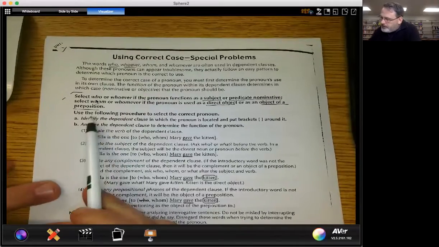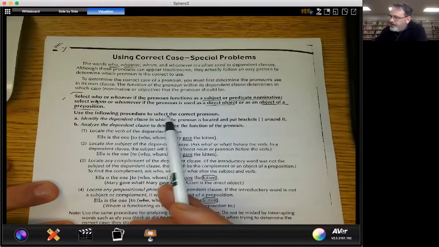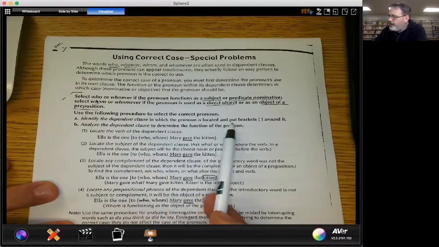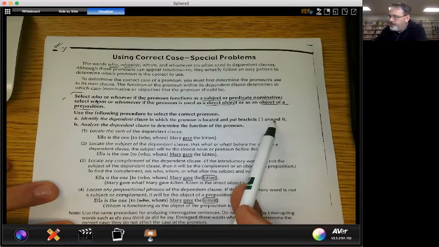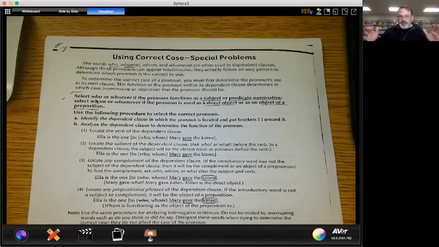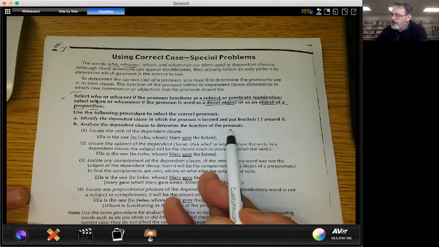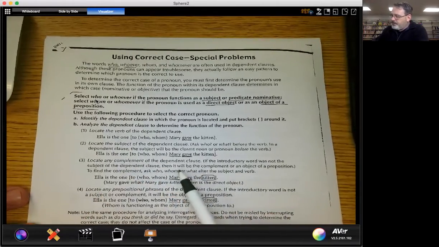All right. Well then let's look at the first examples here. Use the following procedure to select the correct pronoun. Identify the dependent clause in which the pronoun is located and put brackets around it. Okay, so you're looking for the clause. That's the big thing. It's the dependent clause though, so it can't stand alone. So don't put it around the sentence or the independent part. Analyze the dependent clause to determine the function of the pronoun. Okay, so that's your two steps there.